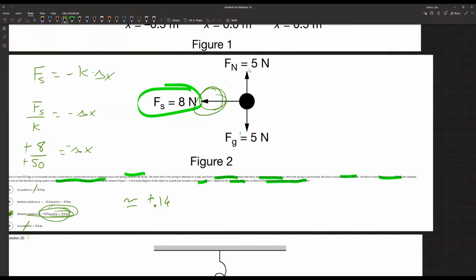What I would have done is looked at the arrow and recognized if the spring is pulling me to the left, I'm going to have a position that is to the right of the equilibrium point.